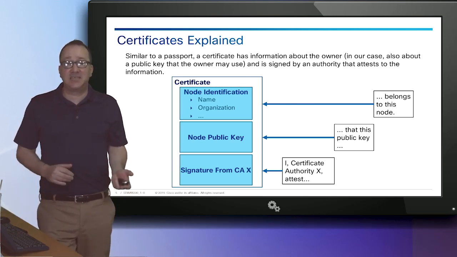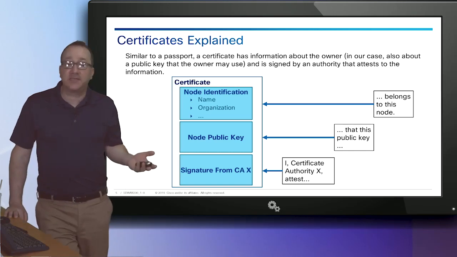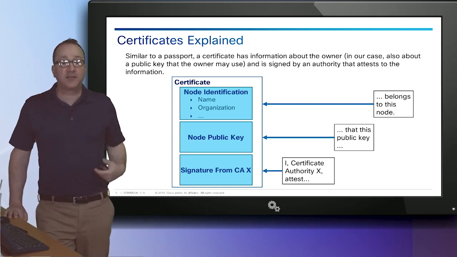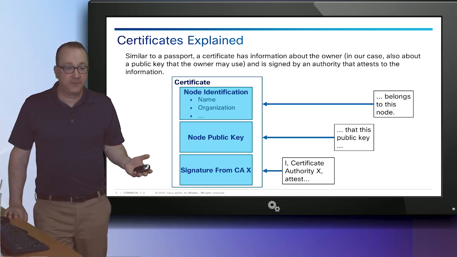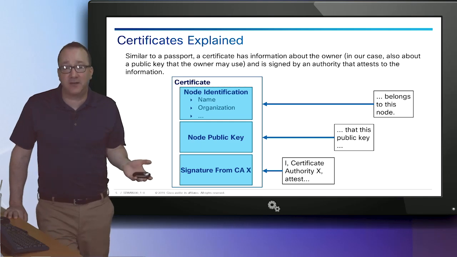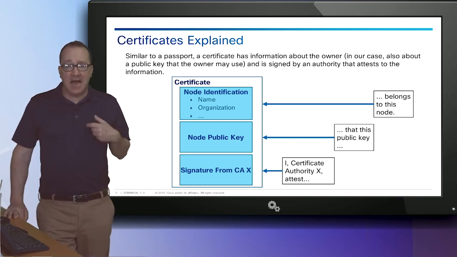A certificate basically states the following. The certificate authority signing this certificate attests that the public key listed in this certificate belongs to the node with the identification above. Any other node may use that certificate if that node trusts the same certificate authority. Pretty straightforward.